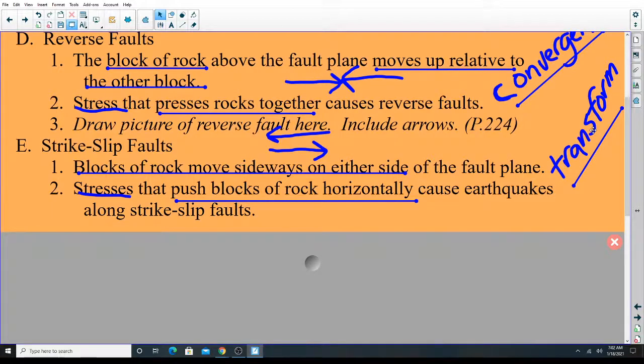The Pacific Plate and the North American Plate are trying to slide past one another. One's going in one direction, the other's going in the other direction, and stress builds up, and eventually that stress energy is released. The longer it takes for an earthquake to happen, the more stress that's built up. The more stress that's built up, the bigger the earthquake is. And we'll talk about that in another section coming up.